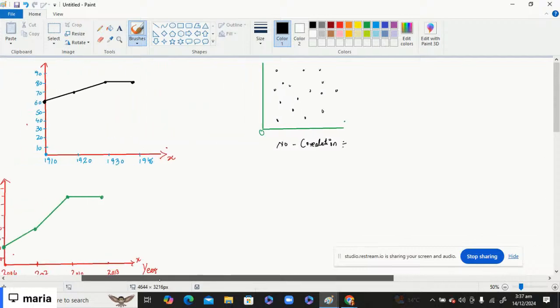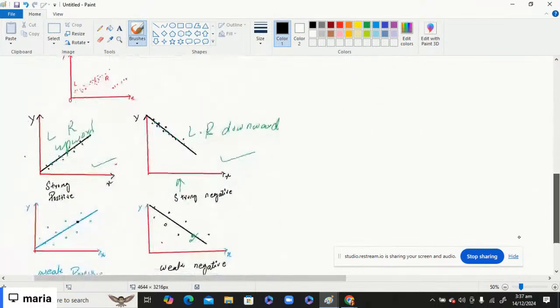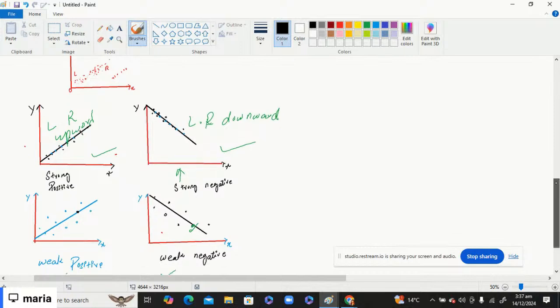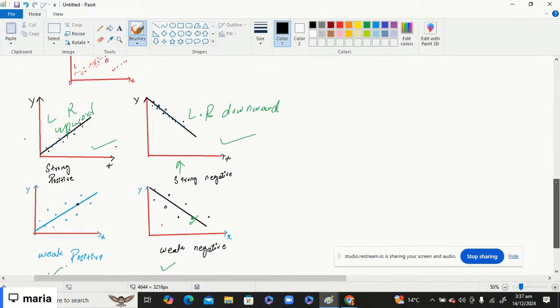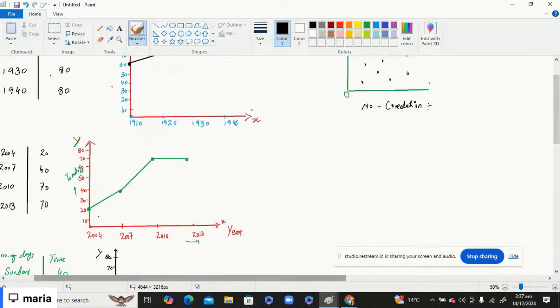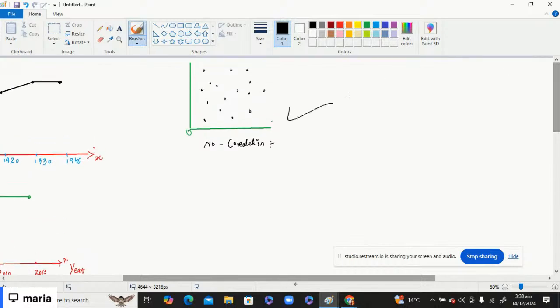Okay, this is no trend, and if some trends are given, this is the way that the trends are: strong trend, positive trend, negative trend, and weak negative trend. Okay, if it is moving from left to right upward, this is positive. Left to right moving downward, that is negative. And if it is scattered like this, we can say that it's no trend or no correlation.